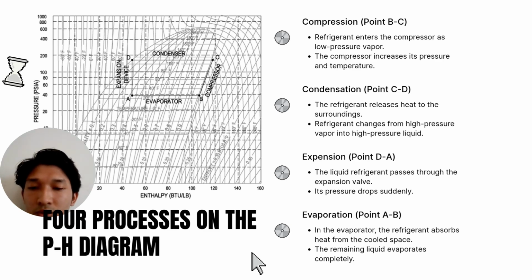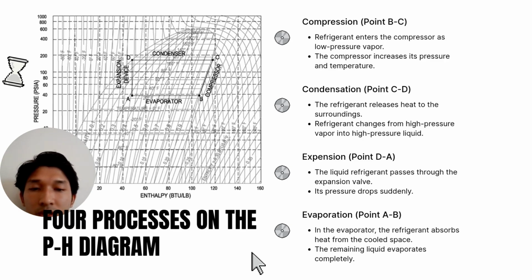The next slide shows four processes on the P-h diagram. We have compression, condensation, expansion, and evaporation. For compression, it starts from point B to point C. Refrigerant enters the compressor as low pressure vapor. The compressor increases its pressure and temperature. The second one is condensation. At point C to point D, the horizontal line on the diagram, the refrigerant releases heat to the surroundings.